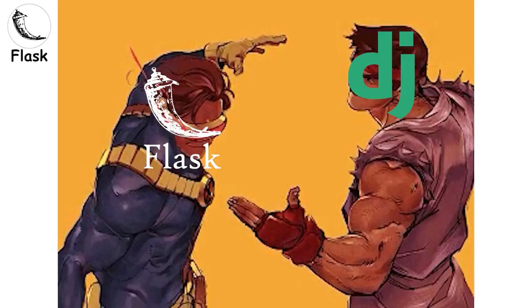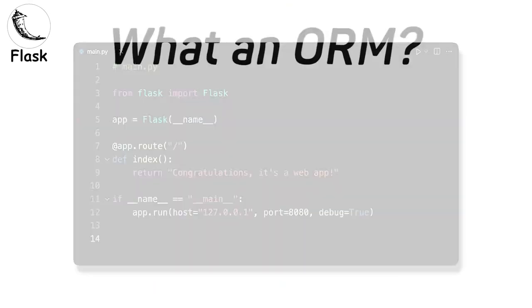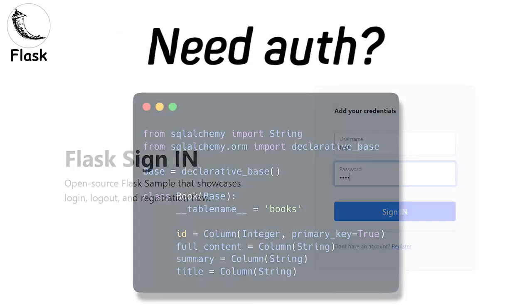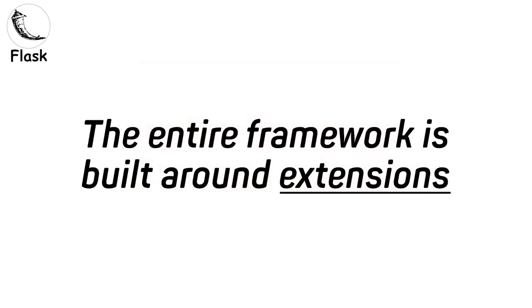Flask is Django's chill younger sibling. It's what we call a micro-framework, meaning it gives you the absolute basics and then gets completely out of your way. Want an ORM? Cool. Add SQLAlchemy. Need authentication? There's Flask-Login for that. Want to send emails? Flask-Mail exists. The entire framework is built around extensions, and there are hundreds of them.